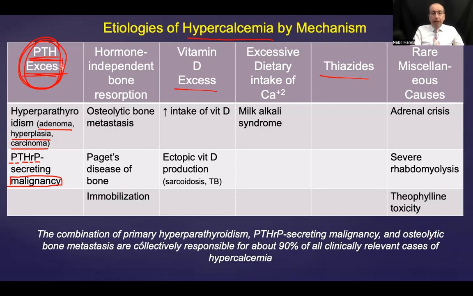So the combination of primary hyperparathyroidism and the parathyroid hormone-related protein secreting malignancy and osteolytic bone metastasis are collectively responsible for about 90% of all clinically relevant cases of hypercalcemia.